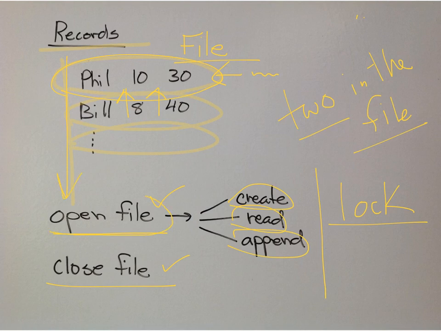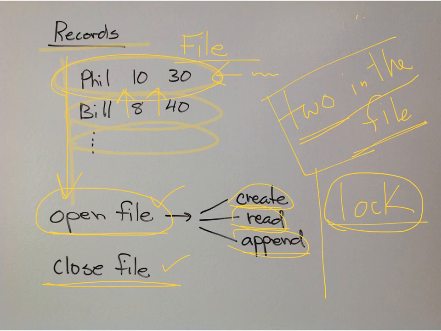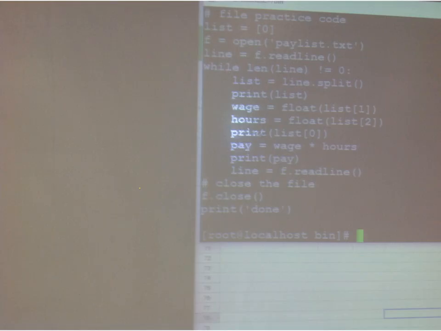I talked about then you can open a file to create, read, or append. When you open a file, they're usually locked. The file gets locked, so two people can't be in the file at the same time and mess it up. Okay. Then we close a file, then allows other people to use the file. We'll be doing some nice examples with this here as we finish up the course.